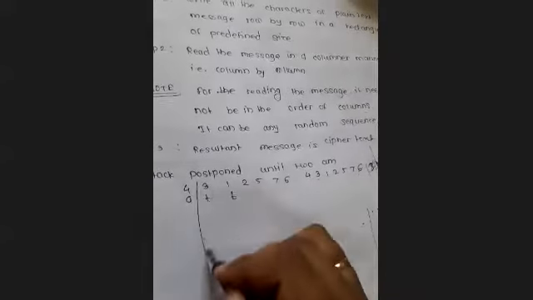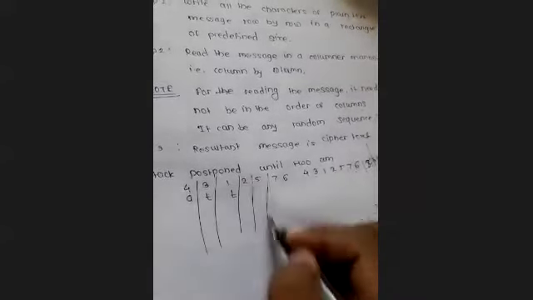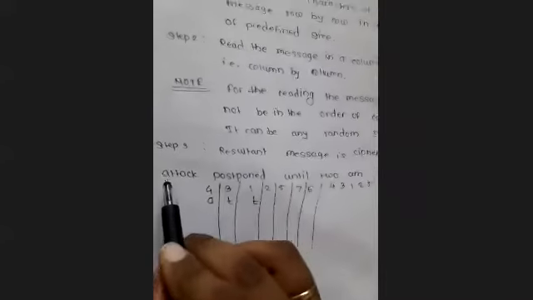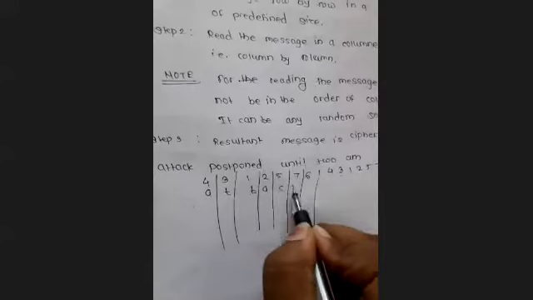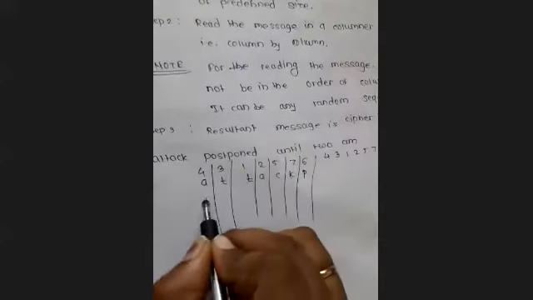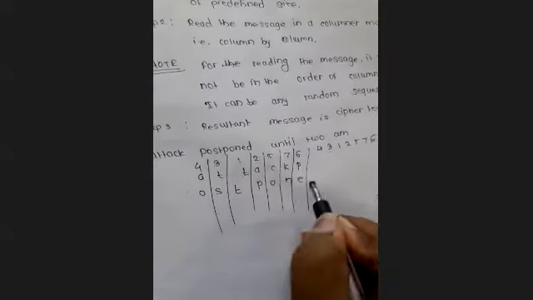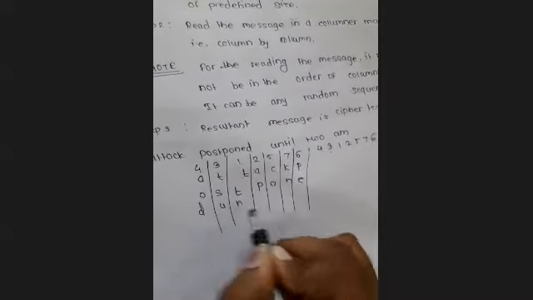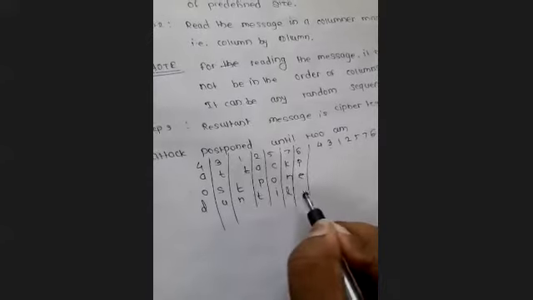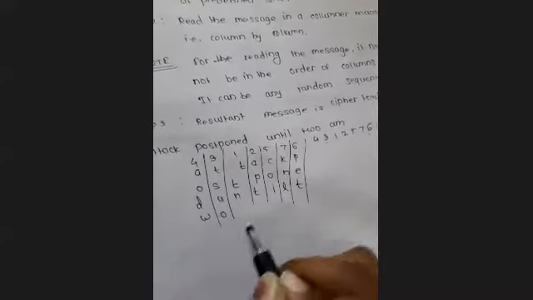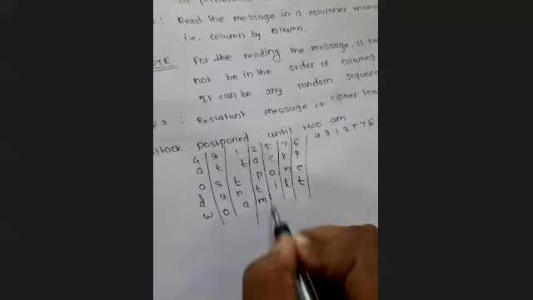Now I just have to write this plain text into this table. ATTACK POSTPONED UNTIL TWO AM.